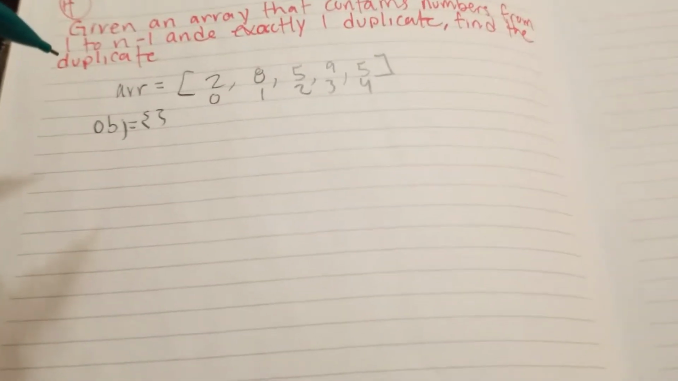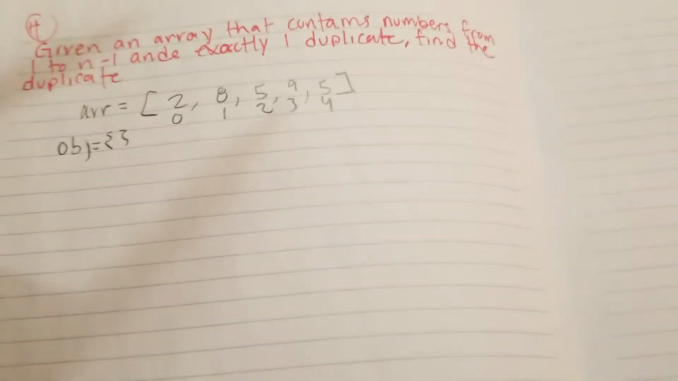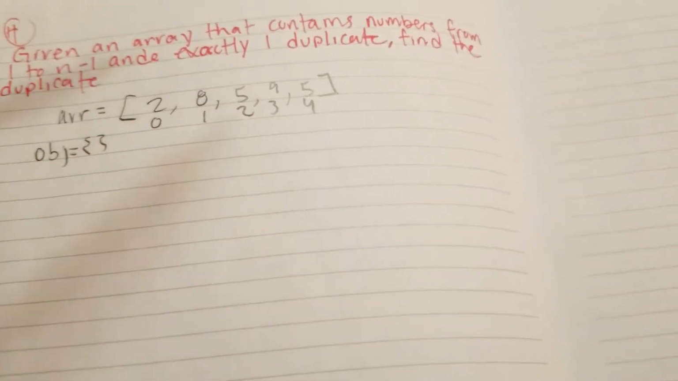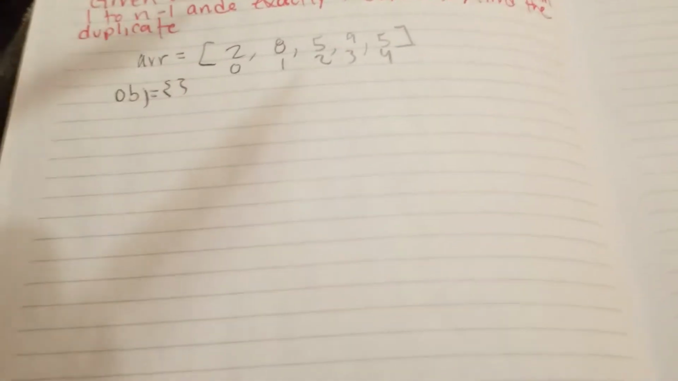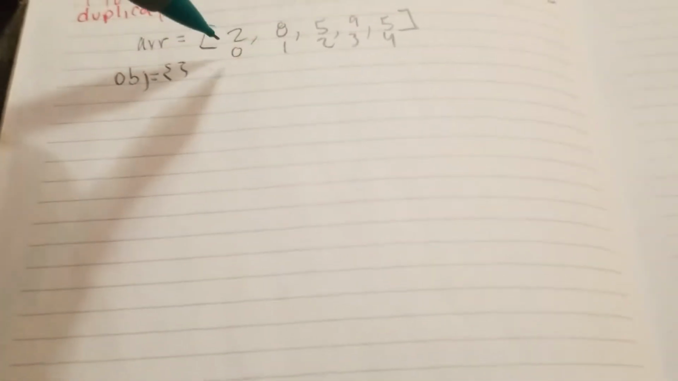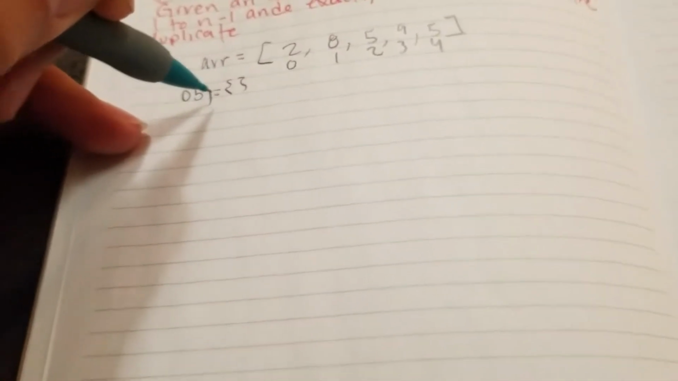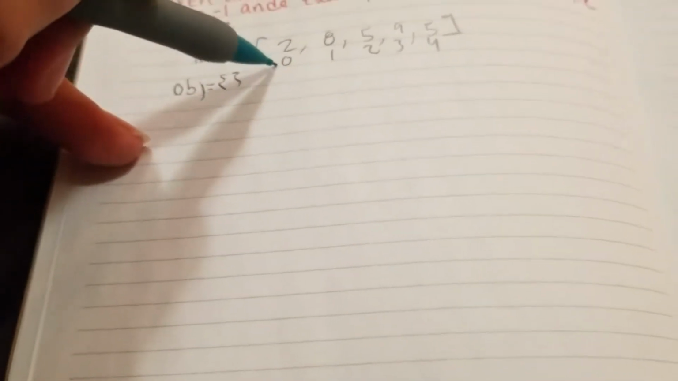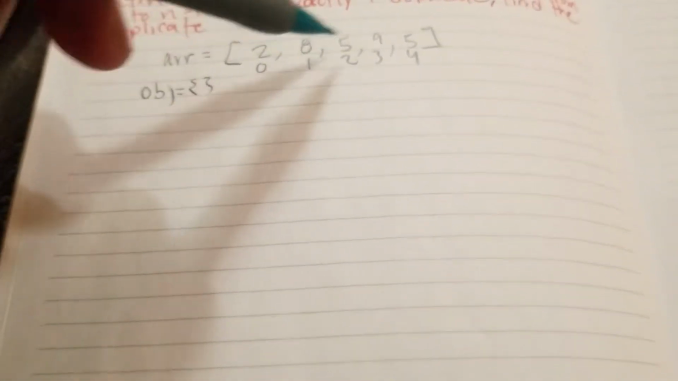The way that I'm going to be doing it is I'm going to be solving it in O(n) complexity. I'm going to be creating an empty object, and then from there I'm going to be keeping track of how many times each of these happen, and at the end I'm just going to be returning the one that is equal to 2. So in this case it would be 5.